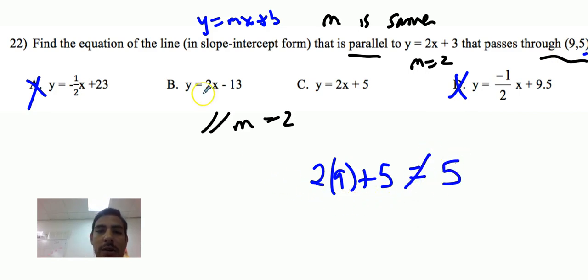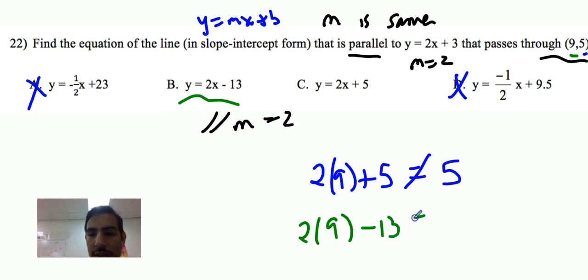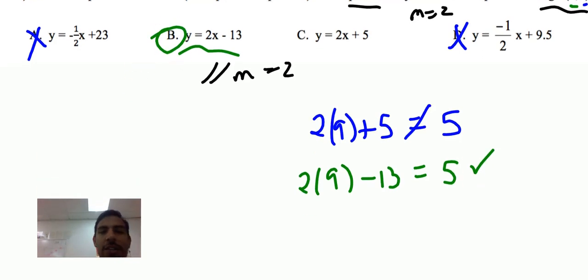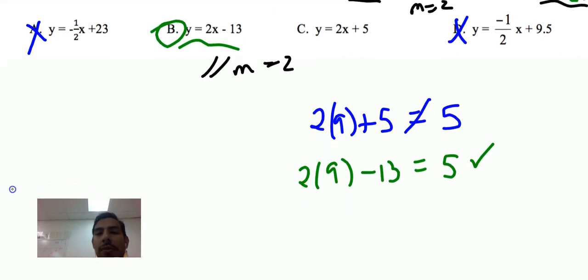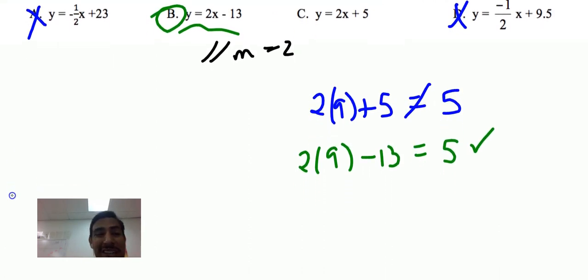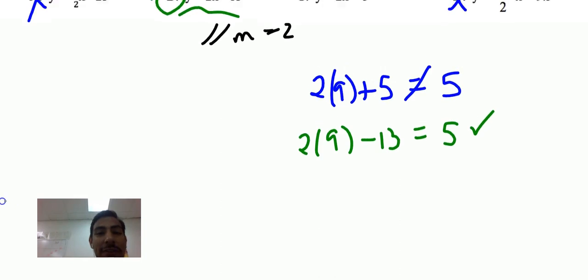No. But if I plug in 2 times 9, so let's do this in a different color here. If I do 2 times 9, because 9 is x, minus 13, is that equal to 5? That's 18 minus 13. Nope. Yep, 18 minus 13 is 5. B is our answer. Now let's say you still want to know how to do the problem, though, because I just used my answers to actually get the answer kind of a little bit more clever.